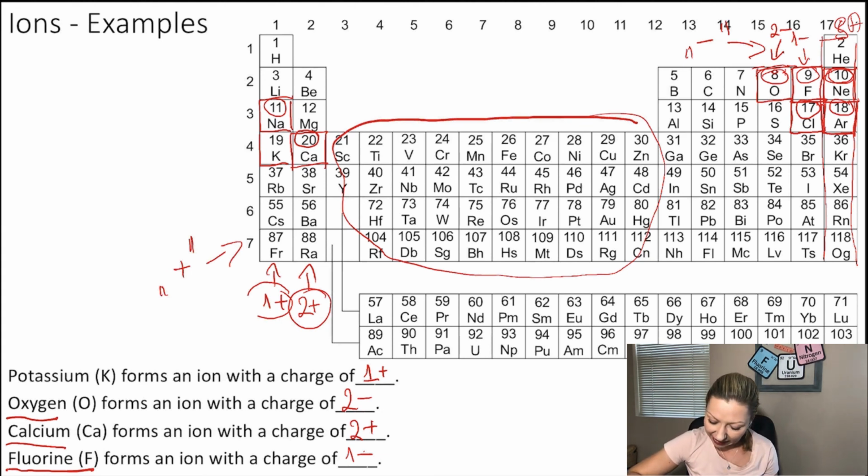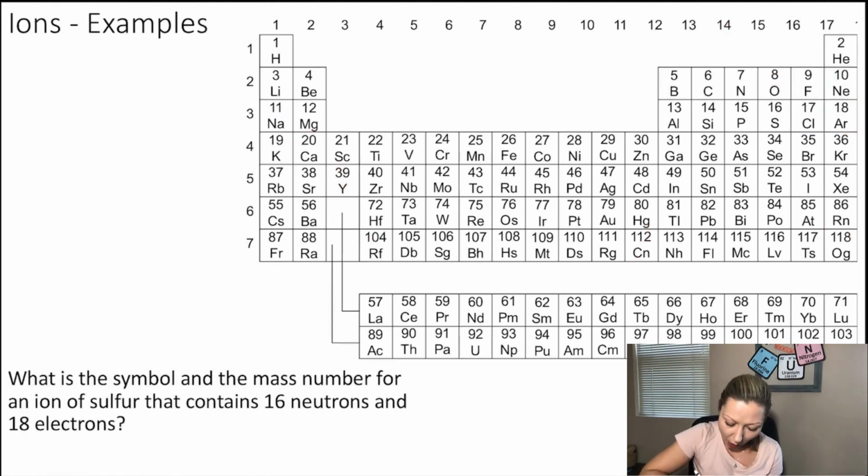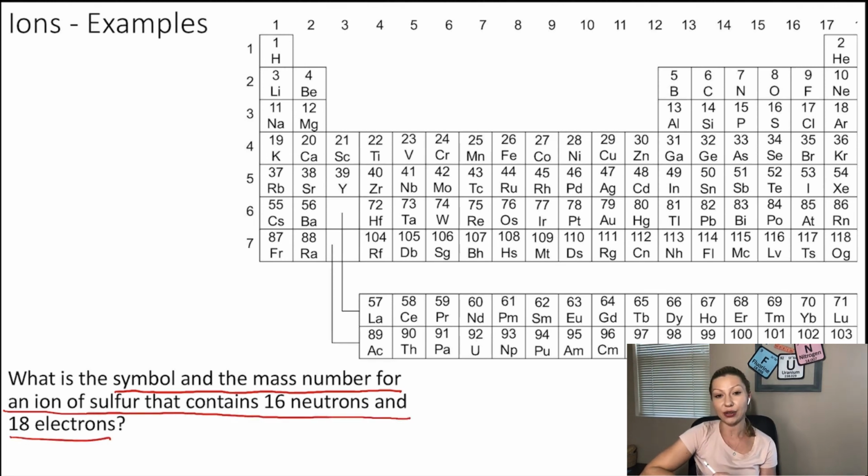Let's take a look at another example. What is the symbol and the mass number for an ion of sulfur that contains 16 neutrons and 18 electrons? Okay, so first of all, we have to find sulfur in the periodic table. What is the symbol of sulfur? It's element number 16, right? And it's a symbol of S, capital S letter.